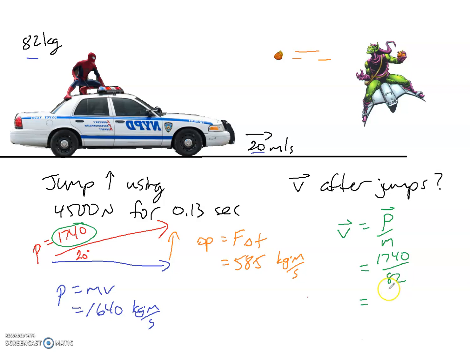And then dividing by those two, we get about 21.2 meters per second. And the angle would be the same as the momentum angle. That's the way he's going, so it'd be 21.2 at about 20 degrees. And that would be his velocity after jumping to avoid the pumpkin bomb. Now again, you could do this with F equals ma and SUVAT, but using momentum is a nice way to do it as well.